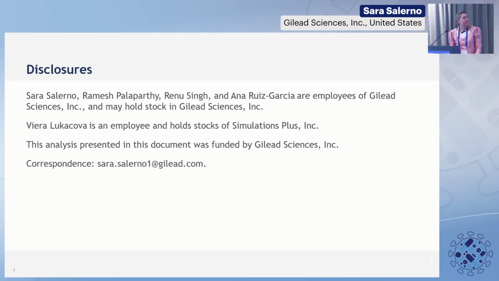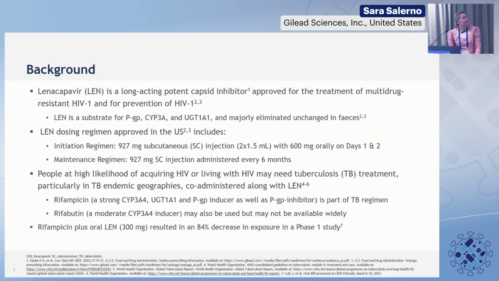Here are my disclosures. So lenacapavir is a long-acting potent capsid inhibitor that's approved for the treatment of multi-drug resistant HIV as well as the prevention of HIV. And LEN is a substrate for PGP, CYP3A, and UGT1A1, and it's primarily eliminated unchanged in feces.